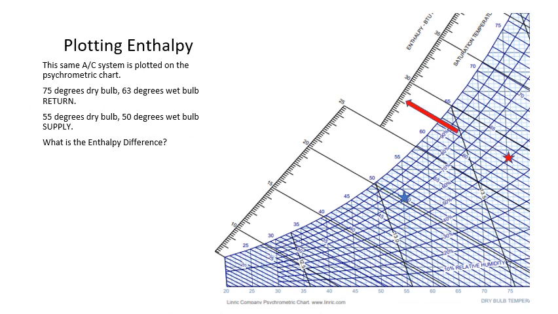The enthalpy is just an extension of the wet bulb line, which runs diagonal on our chart. So if we plot this out, we arrive at 28.1 BTUs per pound of return enthalpy. On our supply side, again, we just extend that wet bulb line up diagonally to the upper left, and we arrive at 20.3 BTUs per pound of supply enthalpy. So how much enthalpy did this system remove? What's our difference? That's the difference between these two lines. And we arrive at 7.8 BTUs per pound.